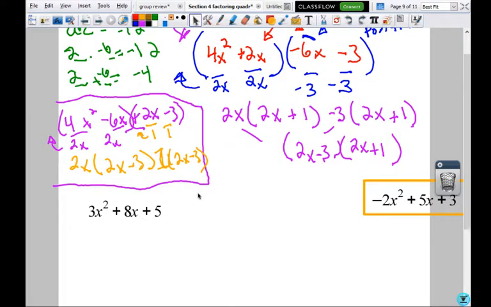So okay, let me back up. This is going to be 2x plus 1, right? And then 2x minus 3. As long as I have both pieces in my final answer, it doesn't matter the order. What is always the same is when I do it this way, like okay.